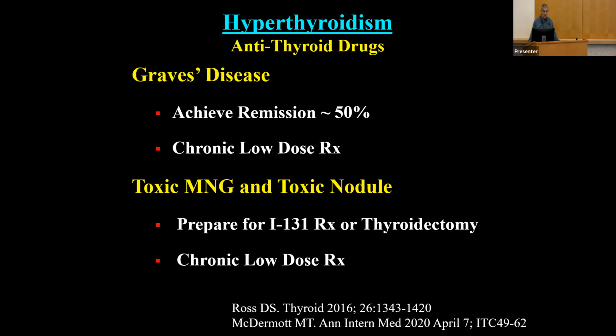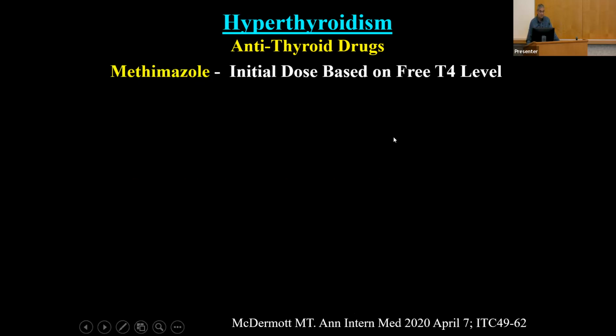And so chronic low-dose therapy of a toxic multinodular goiter is perfectly appropriate. I saw a lady the other day that I've treated for the past 12 years with methimazole, 5 milligrams once a day for a toxic multinodular goiter. We tried to stop it once. She became thyrotoxic right away. So she needs to be on chronic therapy, and that's appropriate. She doesn't want any more definitive therapy. So that's how we use the antithyroid drugs.